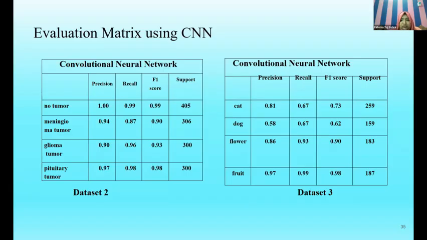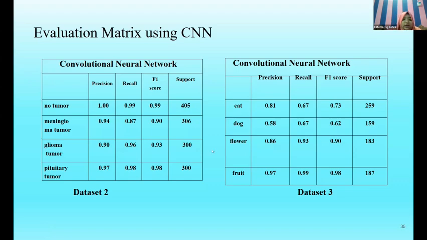Then comes the evaluation matrix. This is the result for CNN. We can see the precision, recall, F1 score, and the support for the classification. This was dataset two, which was the MRI image dataset, which has 7,000 data. And dataset three was the natural images, where we can compare how our model works. It works great on both natural images and tumor images.